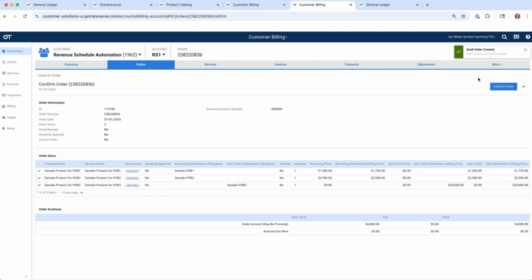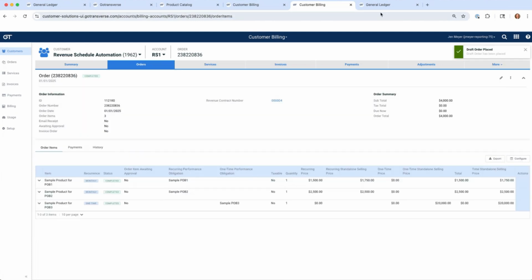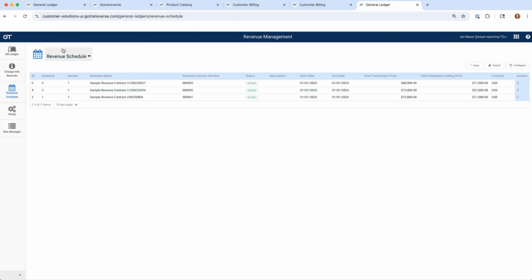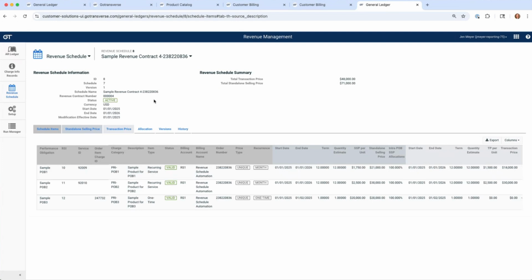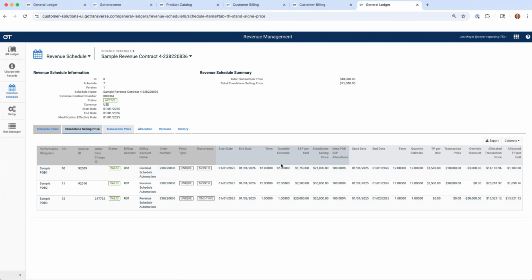Let's confirm the order. And in the general ledger, we're going to refresh the screen so we can take a look at the new revenue schedule that has been created. When we pop in here, we can see that we have our scheduled items, which are what we ordered. We have our standalone selling prices, which is what we ordered. And we have our transaction prices, which is also what we ordered from the order.